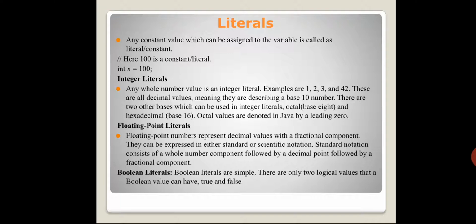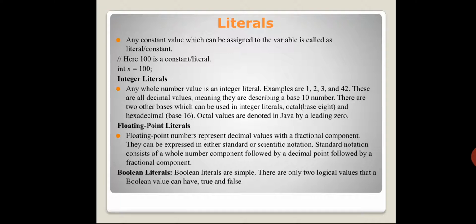int x = 100. What is the meaning of this? The meaning is you are going to store the value 100 to the variable x, isn't it? 100 is nothing but an integer. That is the reason why the data type is int. What do you mean by data type? The type of data you are going to store in a variable, isn't it?